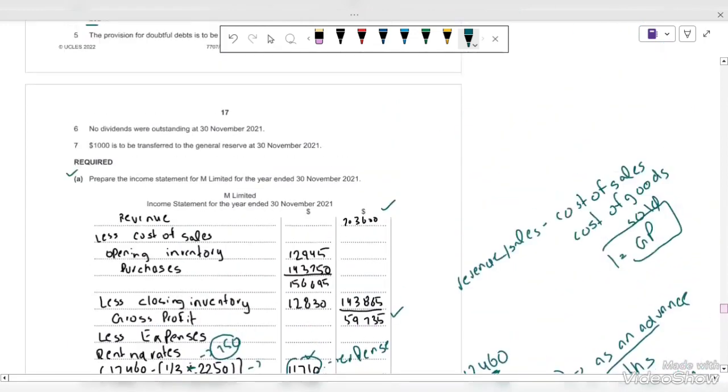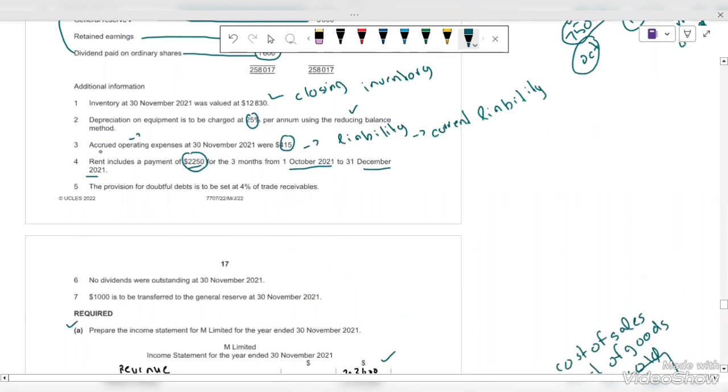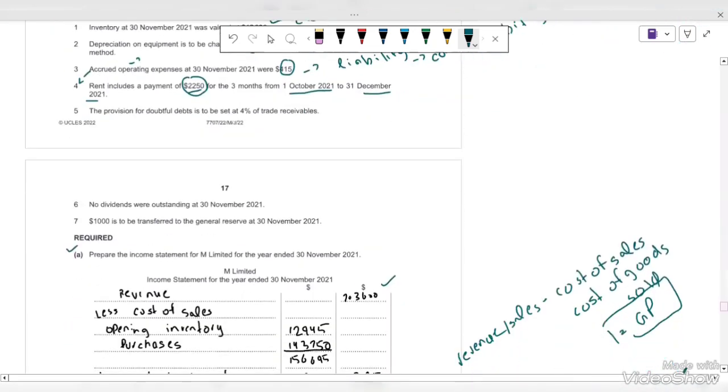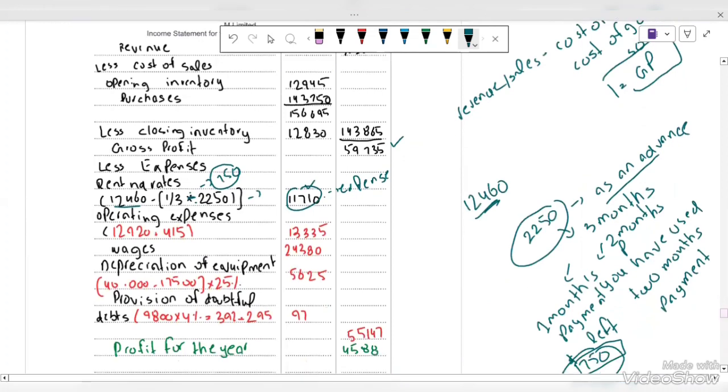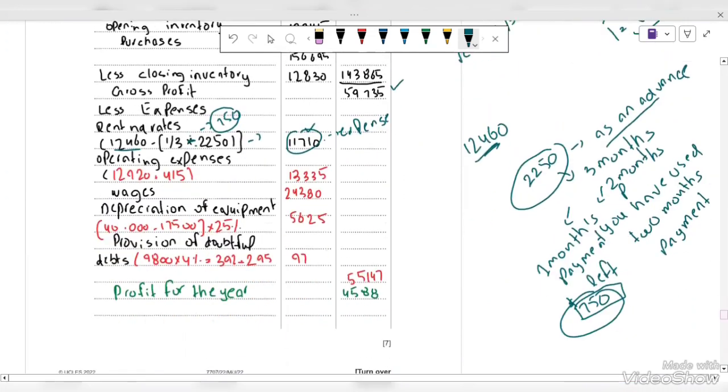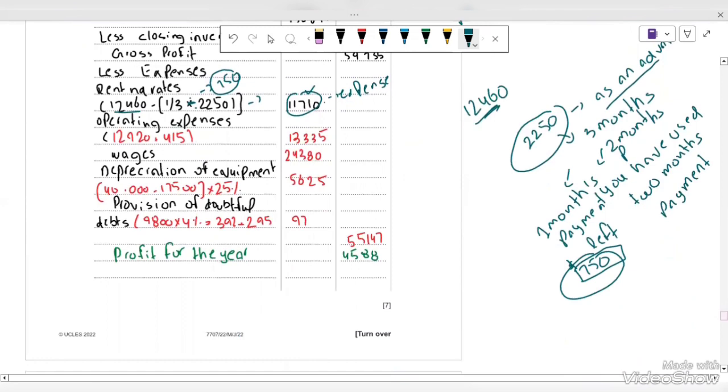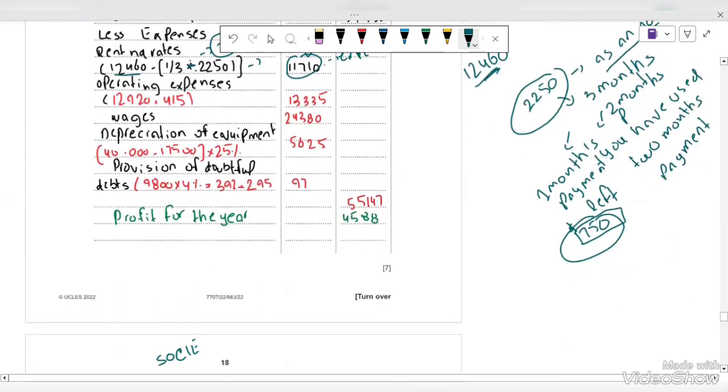So just go to the notes again and you can see that there is an accrued operating expense. Accrued operating expense means that you may have incurred the expense, but you have not paid yet. So that's why it is also called your current liability. But because it is related to this financial year, which is 30 November 2021, it should be charged to expenses for this year, because after some time, maybe after 1 month or 2 months, you have to pay this amount to your tenant or operating expenses.